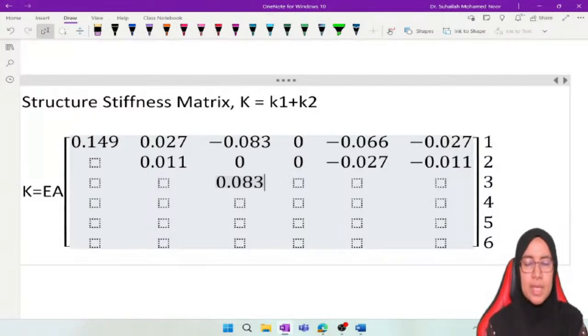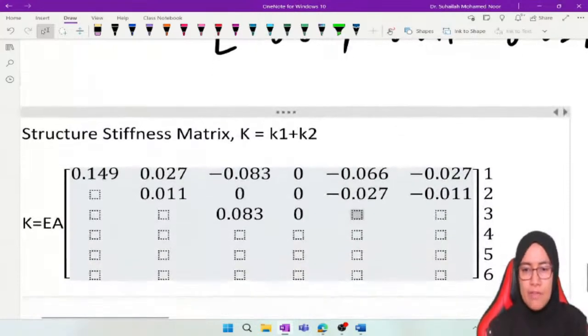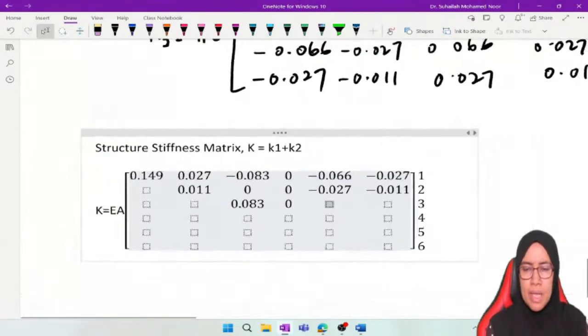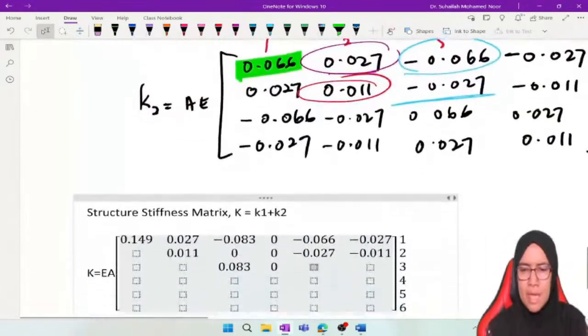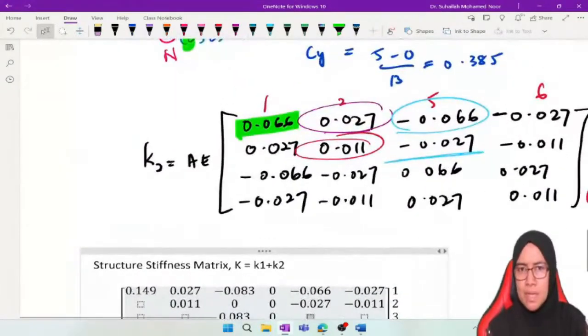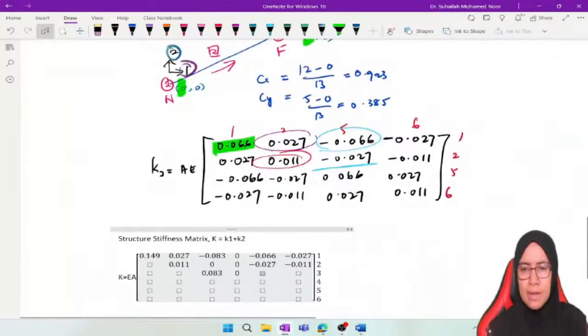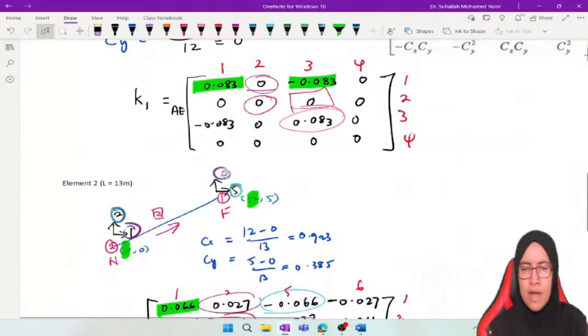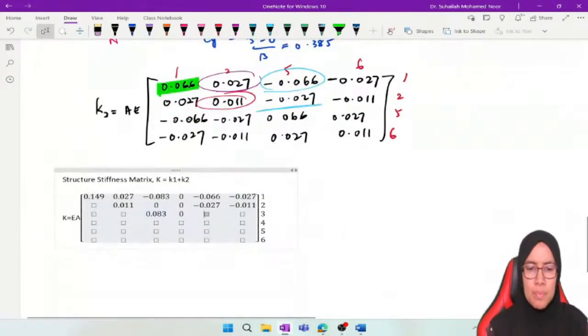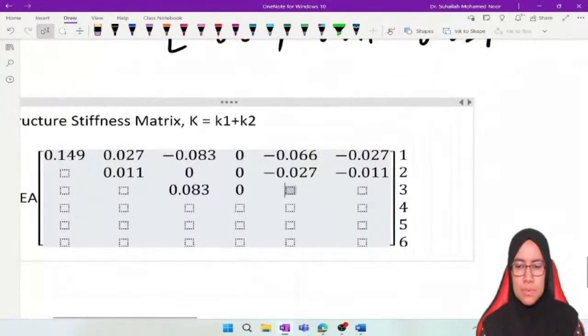0.083, 0.83. Okay, 33, 34, 34, 34 is 0. 35, 35. Find 35 in K1 and find 35 in K2. There is no 35 in K2 and also there is no 35 in K1. So we put 0 here.